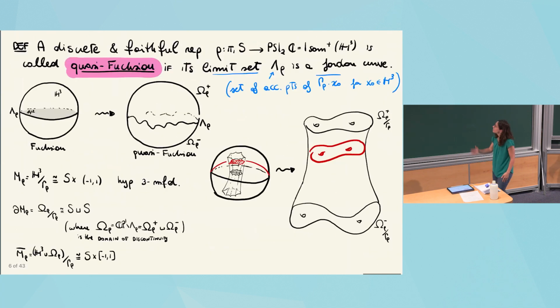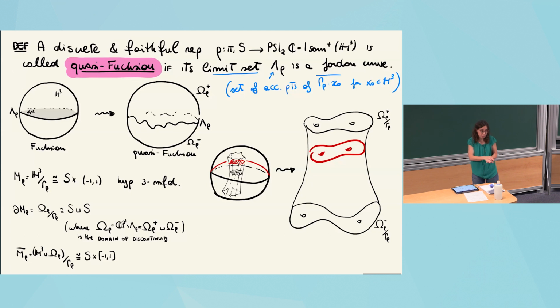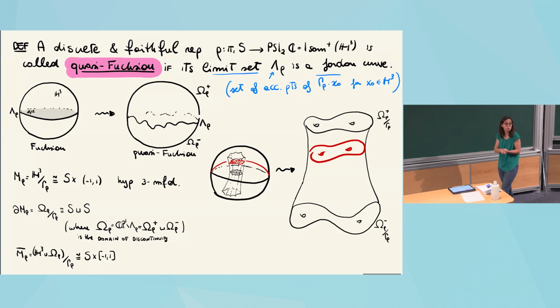And so this is this notion of quasi-Fuchsian representation. Those are discrete representations for which the limit set, okay, it might not be a circle, but it still remains topologically a circle, a Jordan curve. There are many ways to define quasi-Fuchsian, okay, I gave you one. They are also quasi-conformal deformations of Fuchsian representations.